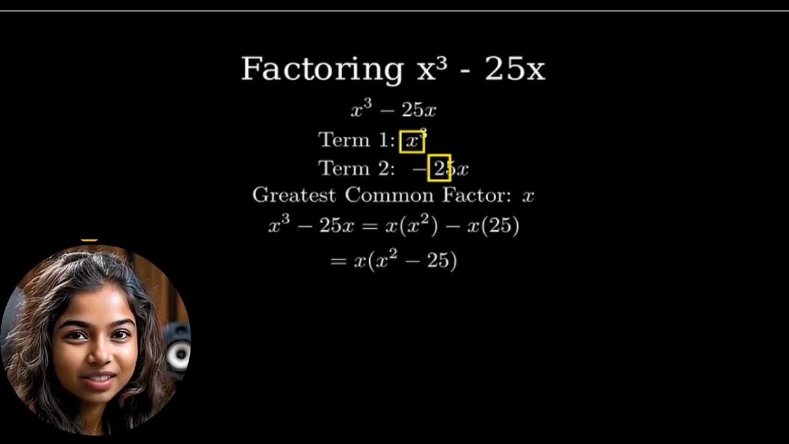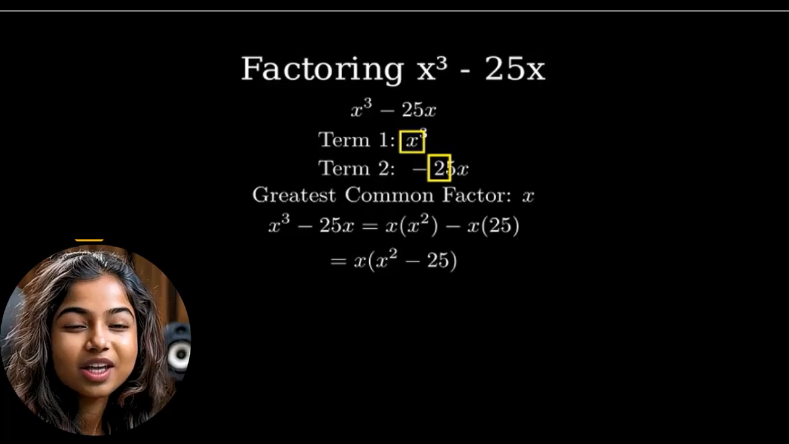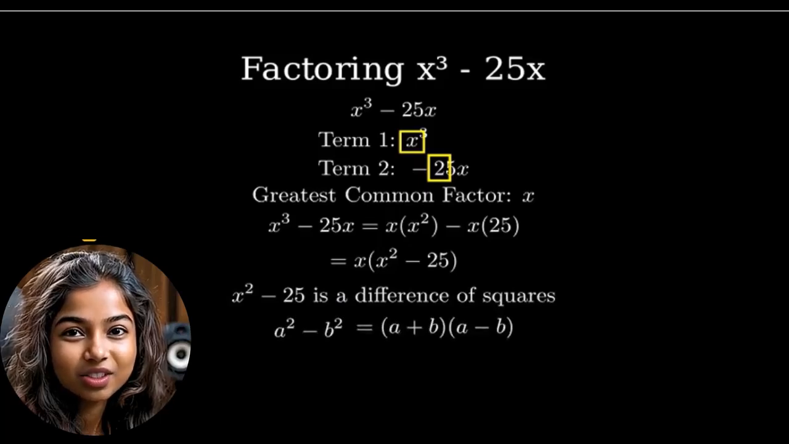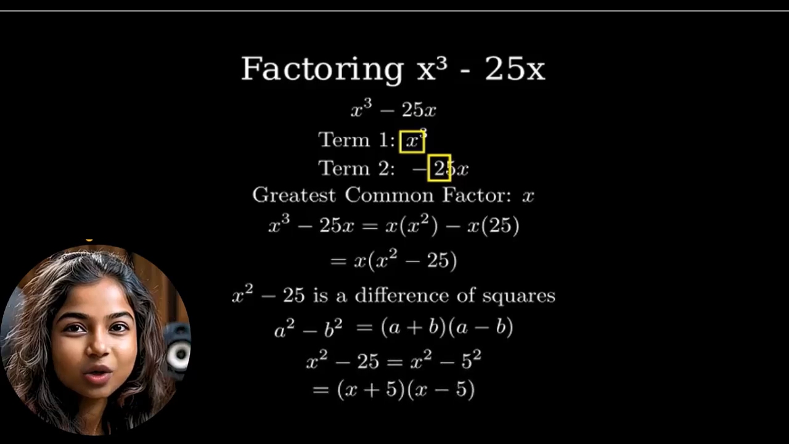Now, looking at what's inside the parentheses, x squared minus 25, we can recognize this as a difference of squares pattern. Remember, a difference of squares follows the pattern a squared minus b squared, which factors to a plus b times a minus b. In our case, x squared minus 25 can be written as x squared minus 5 squared. Therefore, it factors to x plus 5 times x minus 5. Putting it all together, our complete factorization is x times x plus 5 times x minus 5.